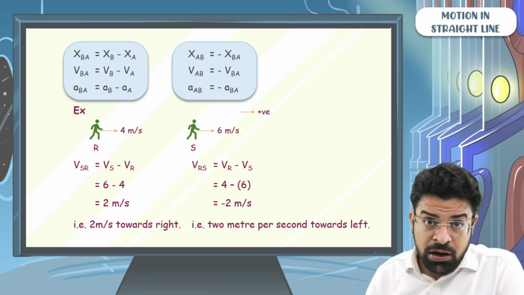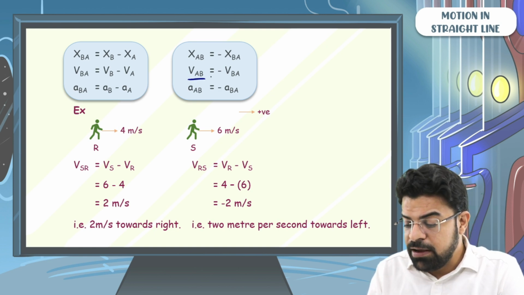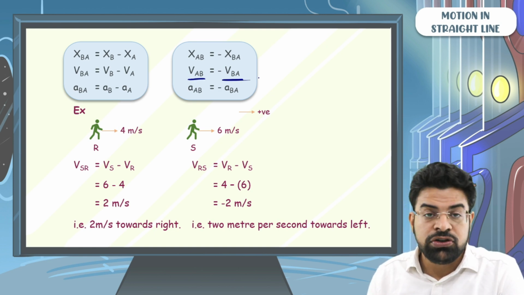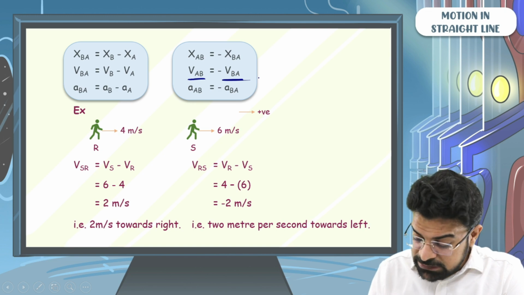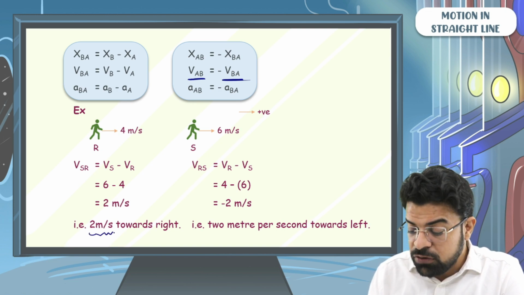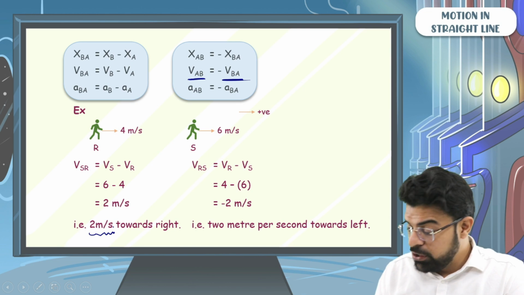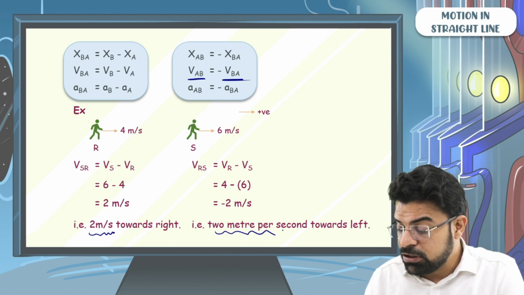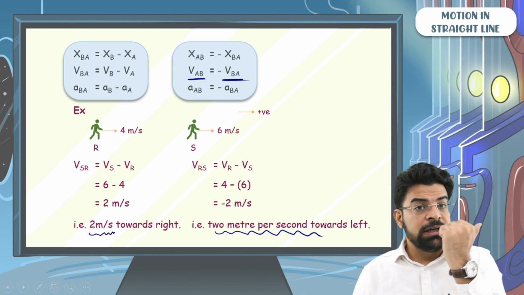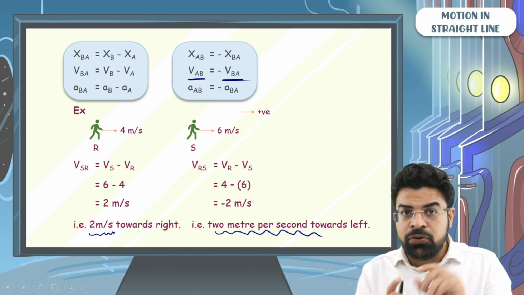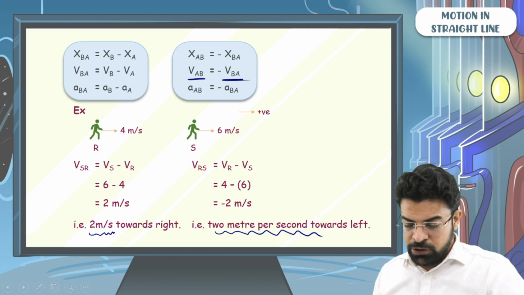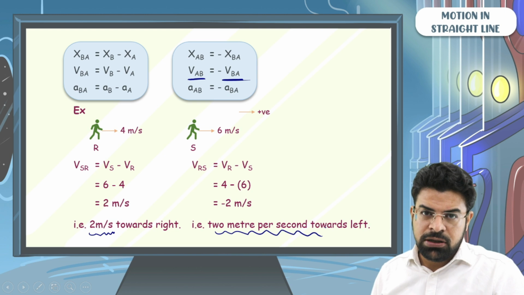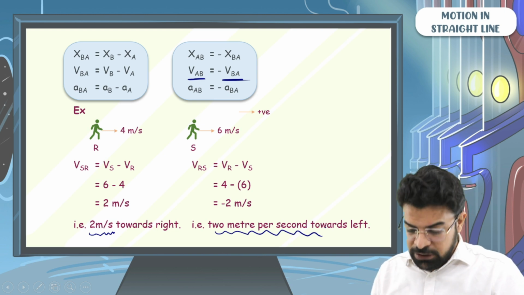So here we have understood something. Velocity of A with respect to B equals minus times velocity of B with respect to A. As seen by Ram, Sham has got velocity of 2 meter per second towards right. As seen by Sham, Ram has got velocity of 2 meter per second towards left. They have got the same magnitude, but they have got opposite direction. Now let's practice a question using the relative motion in 1D.